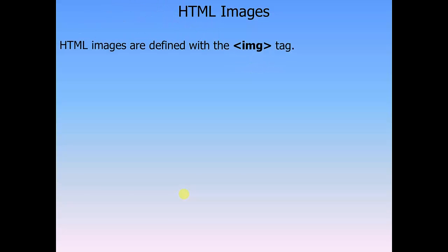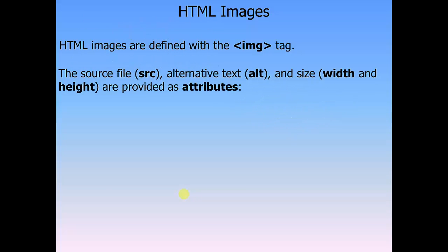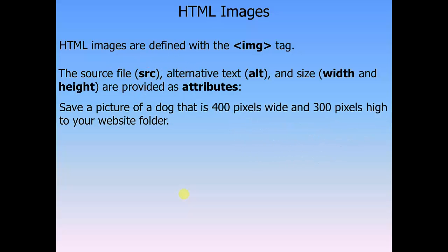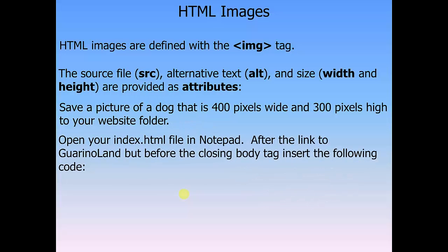So now let's continue our tutorial by talking about images. HTML images. HTML images are defined with the image tag. The source file src, alternative text alt, and size, the width and the height, are provided as attributes. Save a picture of a dog that is 400 pixels wide and 300 pixels high to your website folder. We'll go do this in a second.